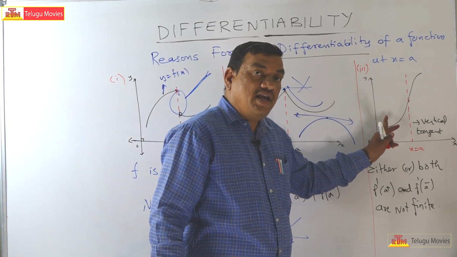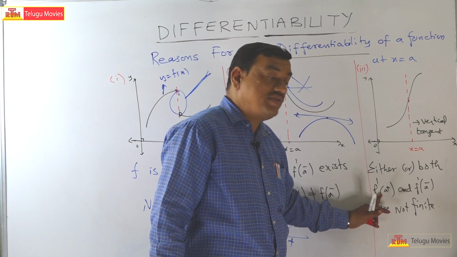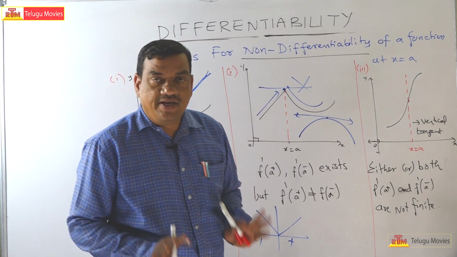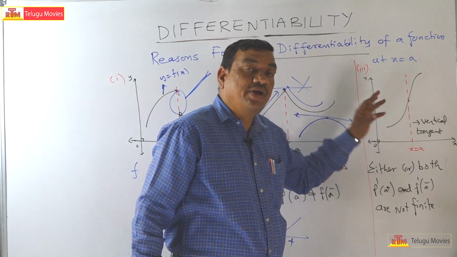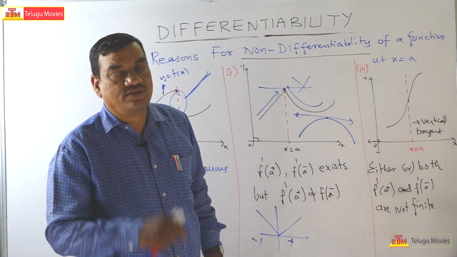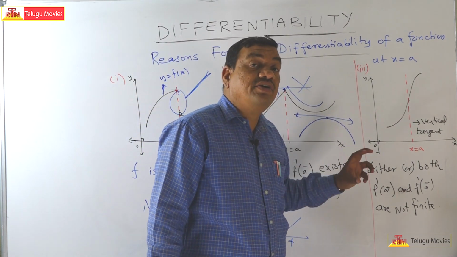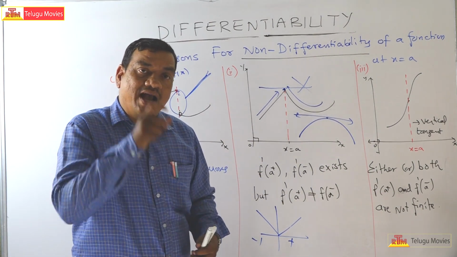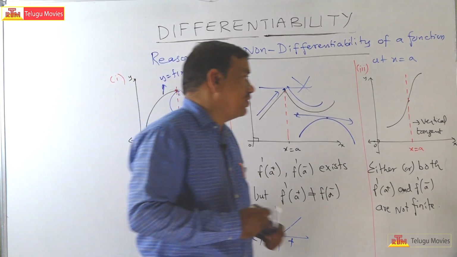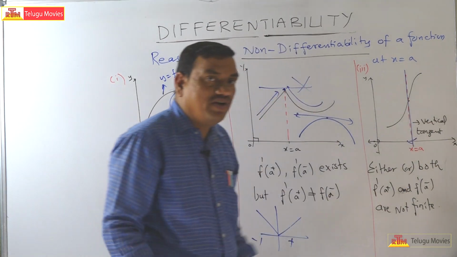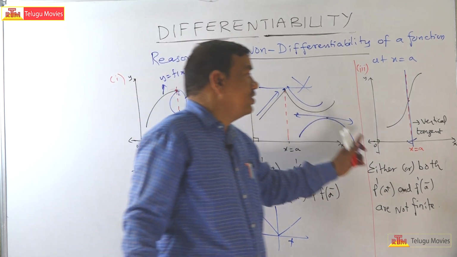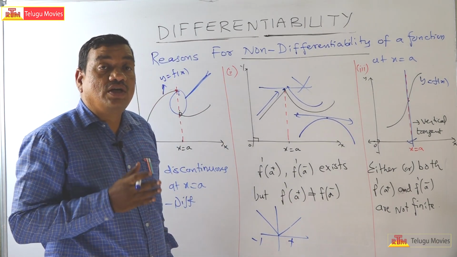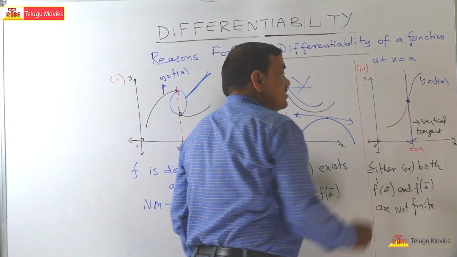Here, either or both of the left hand side derivative and right hand side derivative are not finite. That means if the left hand side derivative exists, then the right hand side derivative does not exist, or if the right hand side derivative does not exist while the left hand side derivative exists, or both do not exist. In that situation also the function is not differentiable. In that situation, we will get a vertical tangent. We call it a vertical tangent, even though it intersects the curve at x = a. So in that situation also, the function is not differentiable.